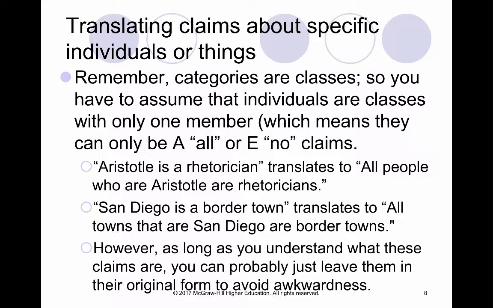"San Diego is a border town" translates to "All towns that are San Diego are border towns." Again, it's a little awkward. However, once you become familiar with standardization, you can probably just leave the sentences in their original form as long as you understand what is the subject, what is the predicate, and which form it fits into.